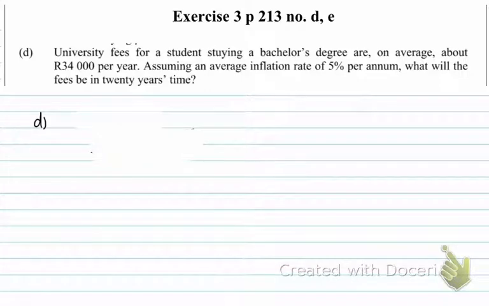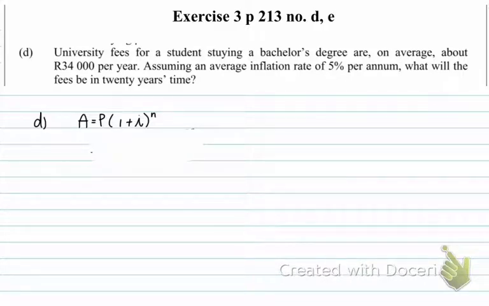Question D. University fees for a student studying a B degree are on average about 34,000 per year. Assuming an average inflation rate of 5% per annum, what will the fees be in 20 years' time? Alright, so we are working with inflation. We use the compound interest formula for that.